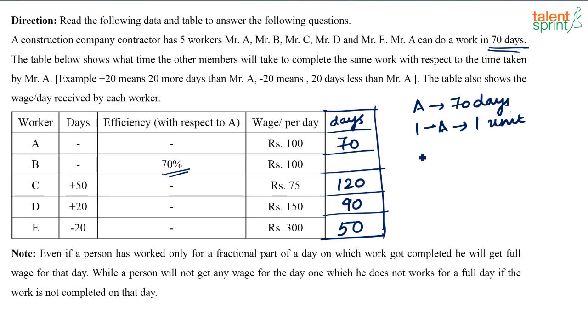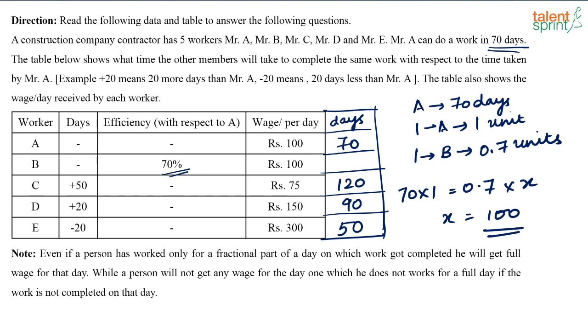of work, then in one day how many units of work will B do? B will do 70% of what A does, or I can say B will only do 0.7 units of work in a day. Correct? See, when A is doing 1 unit of work, B will do only 0.7 units of work. So when A is able to complete a work in 70 days, in how many days will B complete the work? See, what is the total unit of work? 70 into 1, that is equal to 0.7 into how many days will B take to complete the work, or what is x? x is equal to 100, or I can say B will take 100 days to complete the work.